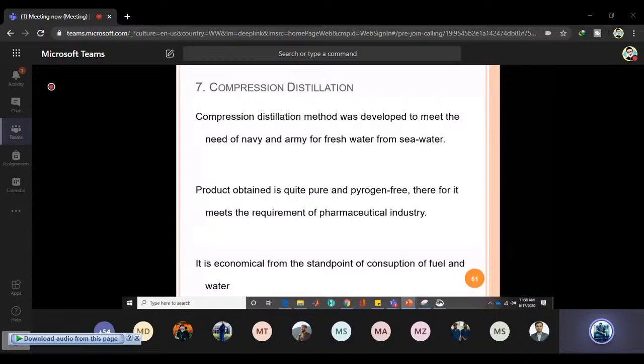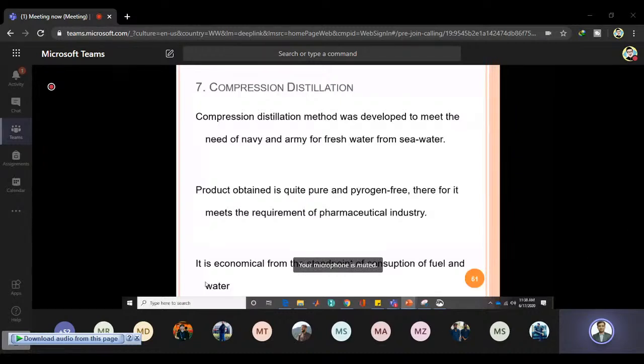The product obtained is quite pure and pathogen free. It meets the requirements of pharmaceutical industry. It is economical from the standpoint of consumption of fuels in water.